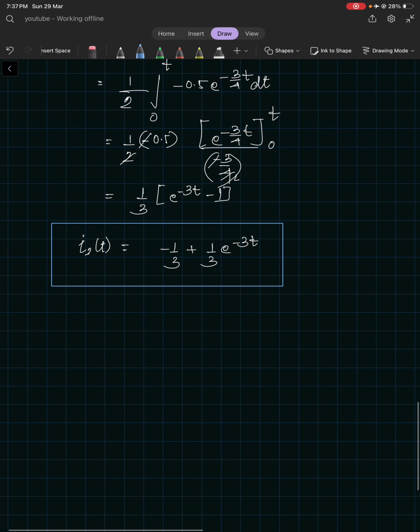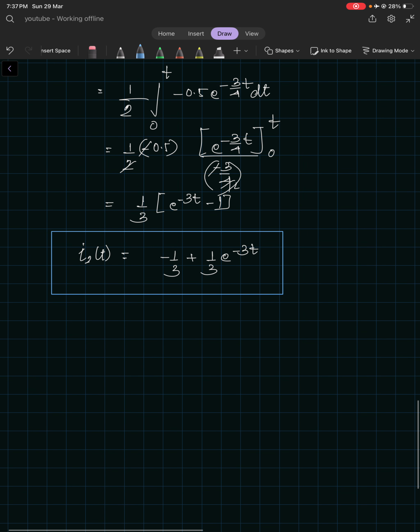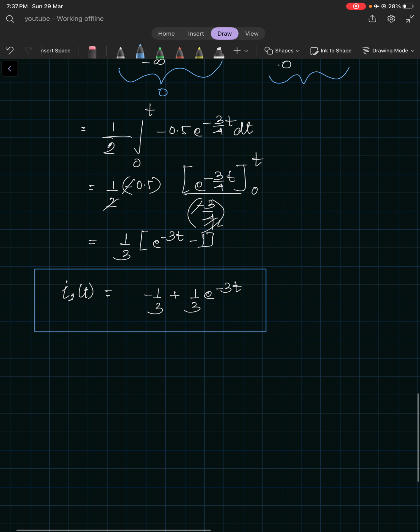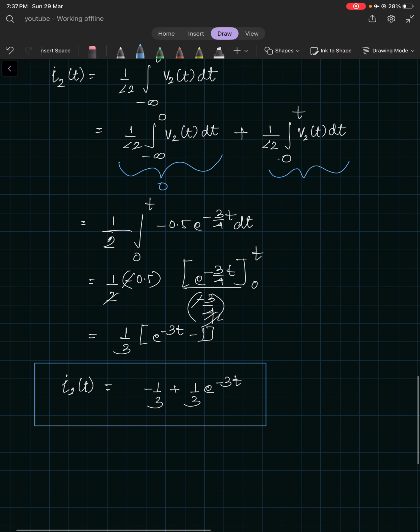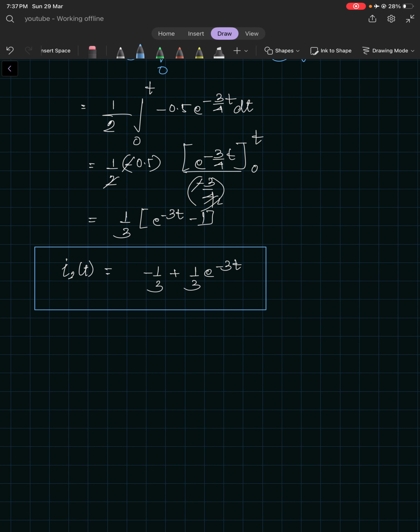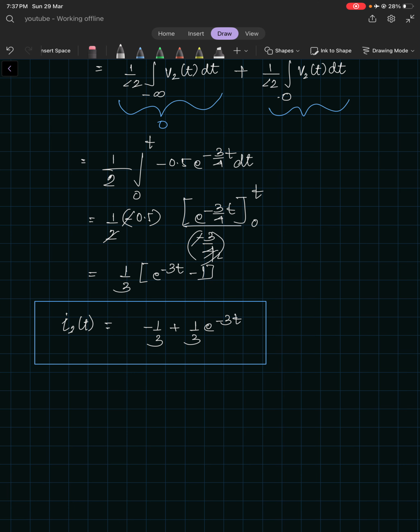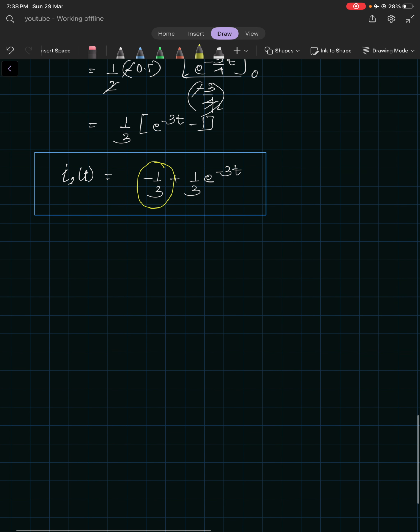If you see, at t equal to 0 it is 0, and at t equal to infinity it is minus 1 by 3. Okay, fine, that is okay. This minus 1 by 3, why minus 1 by 3? Don't get confused, right? Here it is minus 1 by 3 in the steady state. So in the steady state, what is actually happening? Let me draw the circuit here to explain.